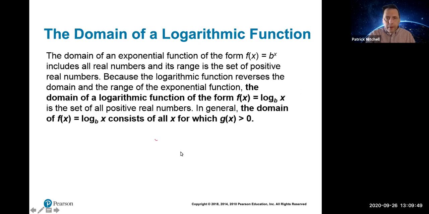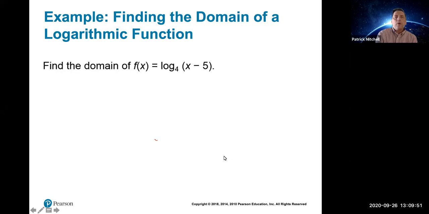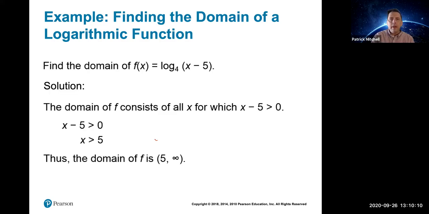Okay, there we go. So we want to find the domain of f of x equals log base 4 of x minus 5. So what they were trying to explain on the previous slide is that whatever is inside that logarithmic function has to be greater than 0. So in this case, x minus 5 has to be greater than 0. And of course, if x minus 5 is greater than 0, that means x is greater than 5. So the domain of this function is the interval from 5 to infinity, not including 5.